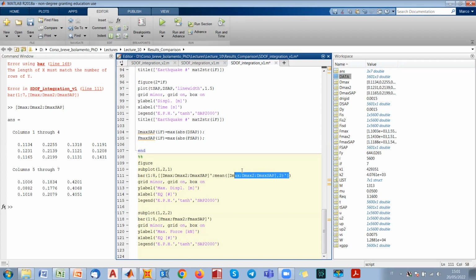Let's see if it works, because I also want to see the average value for both displacement and forces, because actually the average displacement has to be checked according to the design value. So we have some variations with respect to the single event response, but maybe we get much closer if we consider the average values. So let's check if it is the case.